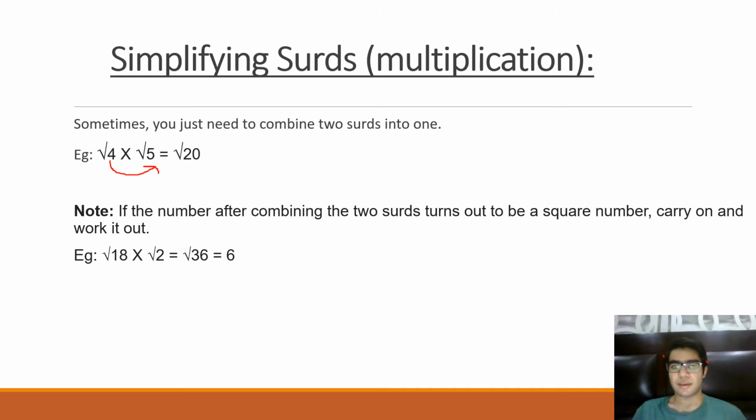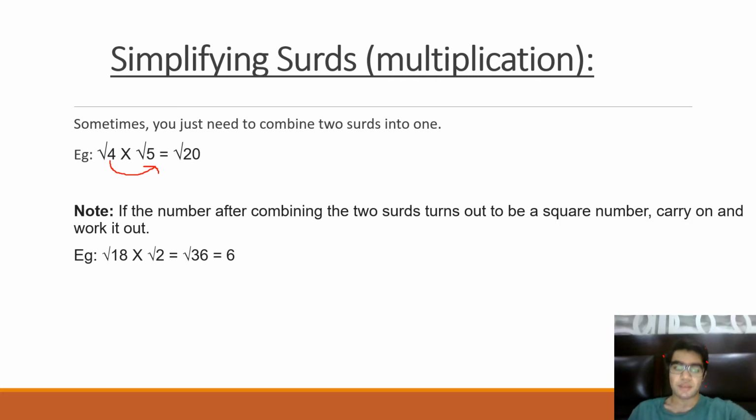An important thing is that if the number after combining the two surds turns out to be a perfect square, carry on and work it out. A perfect square is basically like the square root of 16 is 4, the square root of 25 is 5, the square root of 36 is 6. So basically a non-decimal positive integer result means a perfect square number, okay? For example, the square root of 49 is 7. But if it's something like the square root of 15 or the square root of 20, where you don't have a perfect square, you'll get some decimal irrational number. So don't simplify that. But if it's a perfect square, then do simplify it.